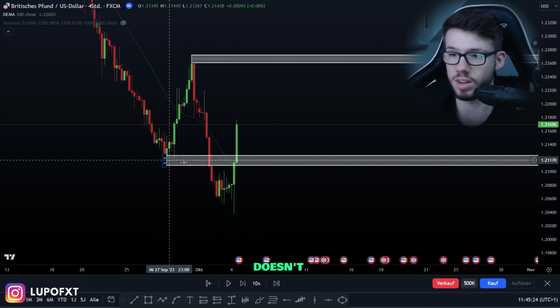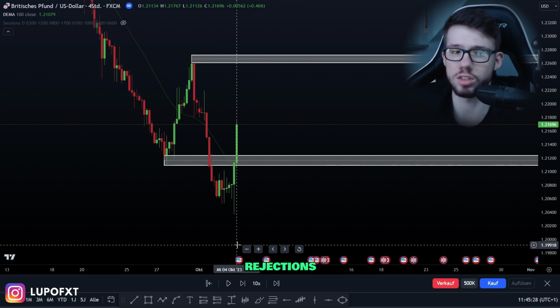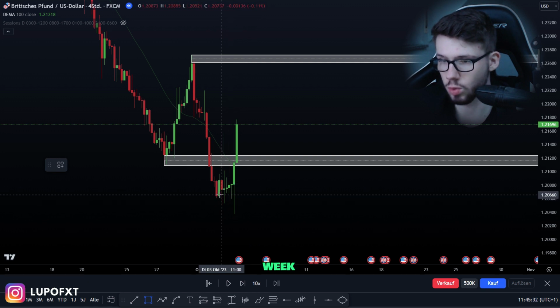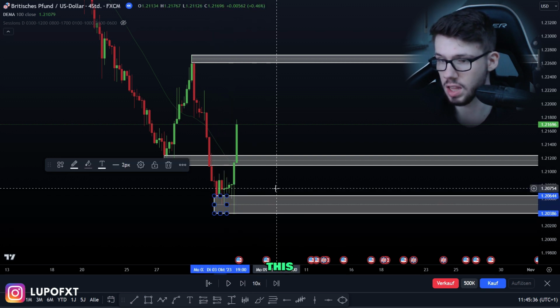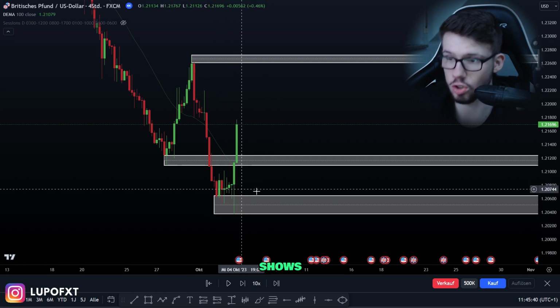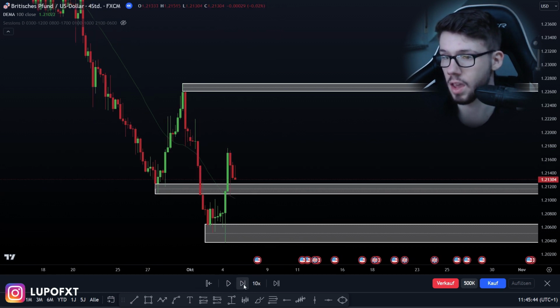I mean, to be fair, it doesn't have too many touches. The more touches the zone has, or the more rejections, the better. But in that case, this rejection wick is crazy. So I would mark it up like this. Starting from this zone down from here, this would now be the new zone in which I would like to buy, because this here shows us a complete reversal. Now let's just see what price does here.